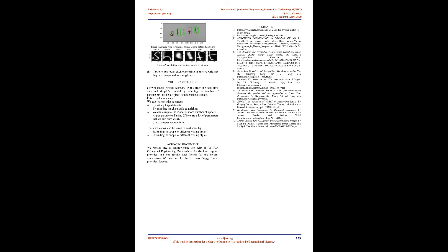Conclusion. The convolutional neural network learns from the real-time data and simplifies the model by reducing the number of parameters, and hence gives considerable accuracy. Future enhancements. We can increase the accuracy by taking huge datasets, by adopting much more suitable algorithms, and by compiling the model with more epochs. Hyperparameter tuning: there are a lot of parameters that we can play with. Use of deeper architectures. This application can be taken to the next level by extending its scope to different writing styles.